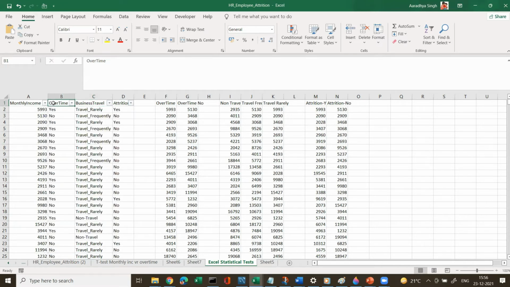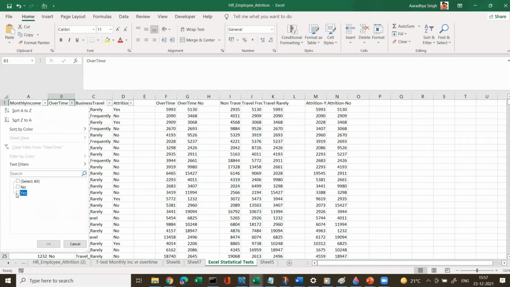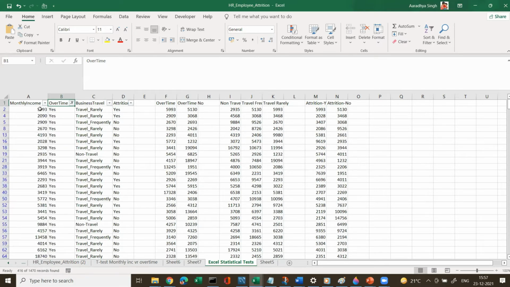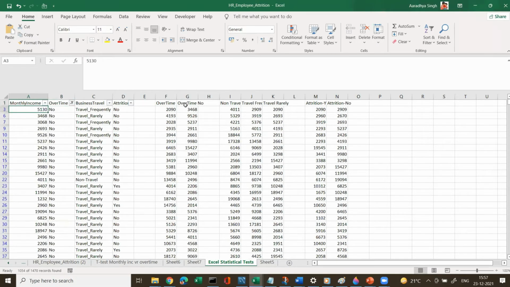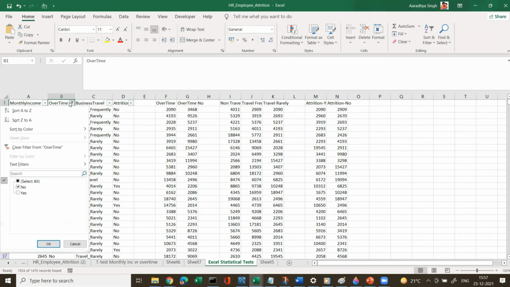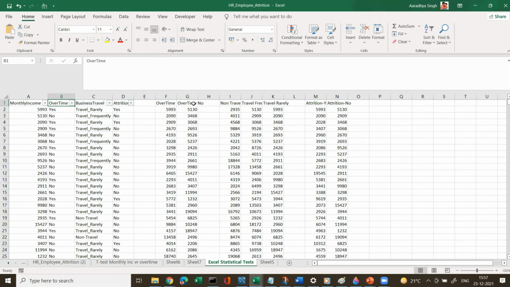Now, when we want to do an analysis on overtime, here is where I have captured the monthly income for people who have done overtime versus people who have not done overtime. And this information capture is pretty simple. In case you want to do it on your own, you can just filter by yes, copy these samples in this cell, and then flip it back to overtime no, copy the monthly income and paste it in this cell. So we have several samples of the employees who have done overtime and several samples of the people who have not done overtime.